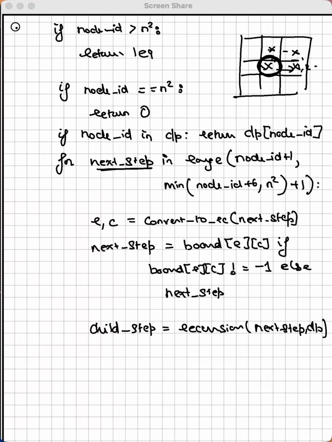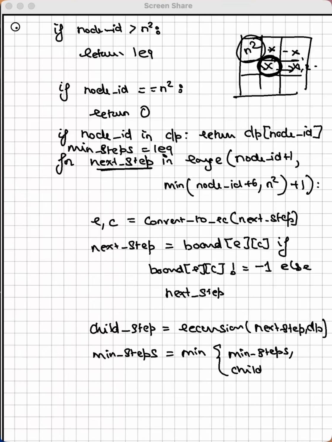Now what we want is the minimum number of steps that helps me reach n square. So let's have a min variable. Minimum steps is equal to 1e9, let's say a very large number. So I will say min steps is equal to the minimum of the current min steps that we have or what we got from the child, and then plus 1 for going to the child.